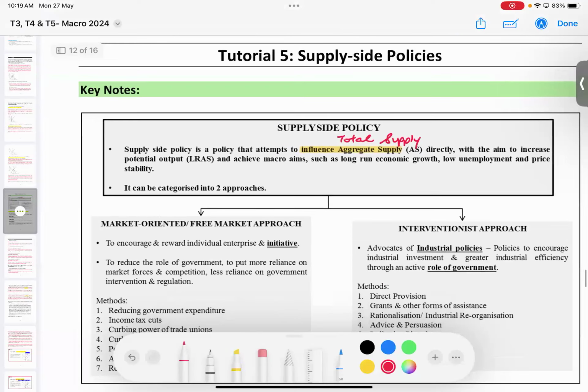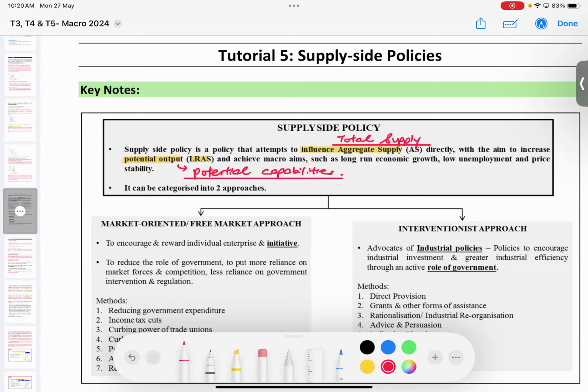Directly with the aim to increase the potential outputs. When I say potential outputs, I'm referring to the capability of the economy in terms of their production. So it's the long run aggregate supply. Potential outputs also refer to the potential capabilities of the economy, and achieve the macro objectives like long-term economic growth, low unemployment, and price stability or low inflation.